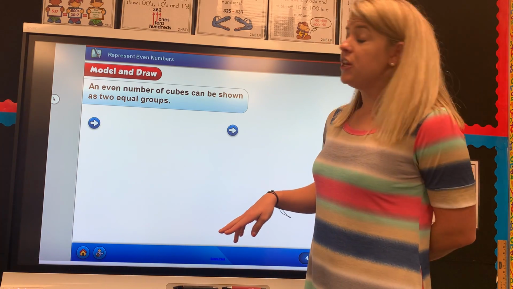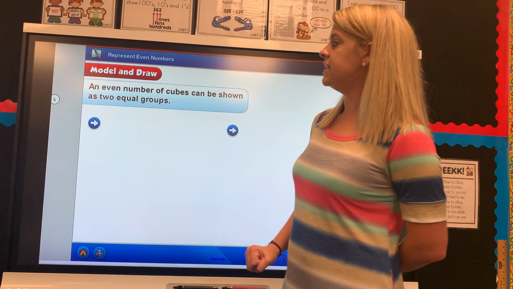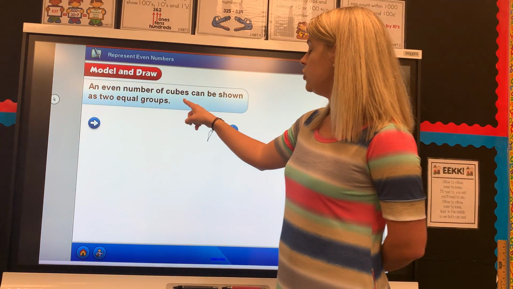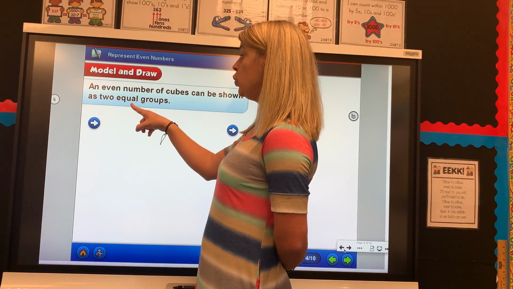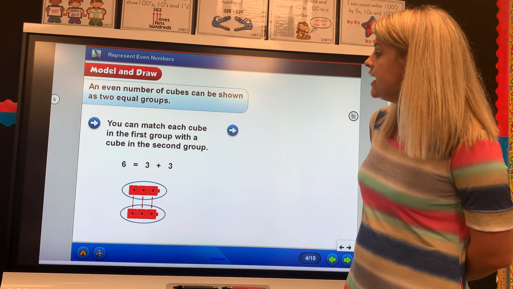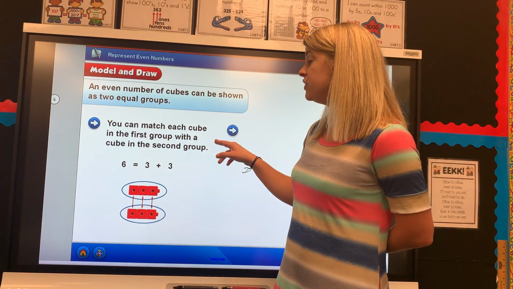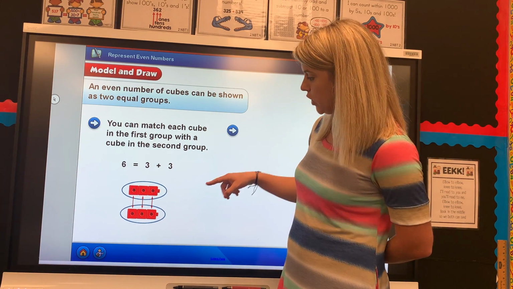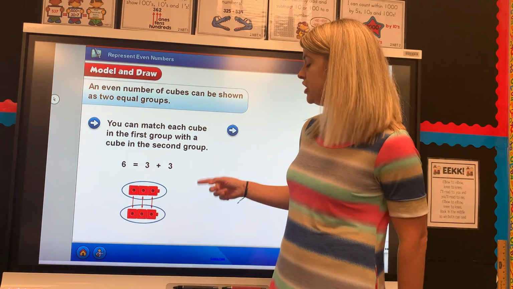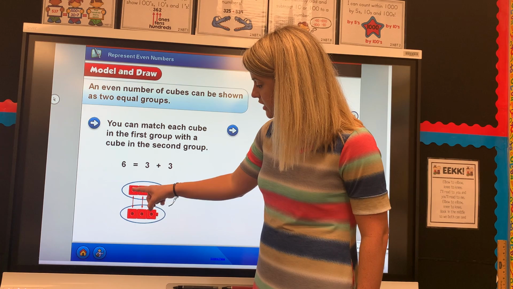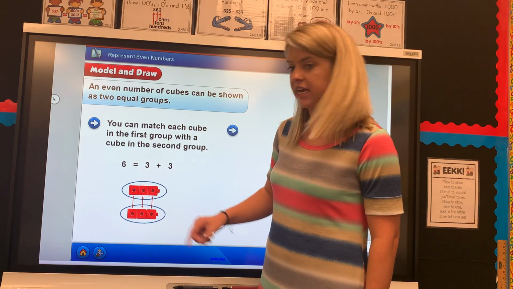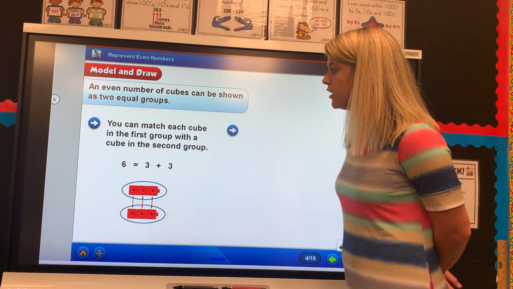All right. In your bubble that says Model and Draw, you have a sentence that looks like this. You read to yourself as I read aloud. An even number of cubes can be shown as two equal groups. Let's look at the first example that they have. It says you can match each cube in the first group with a cube in the second group. So I have these cubes and I want to match them up, and I see that it's equal. This one matches with this one matches with this one matches with this one. See how they drew those arrows to show that they are matched together as a pair.